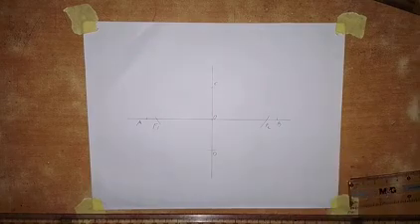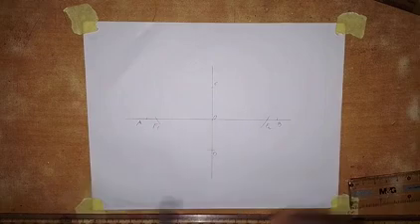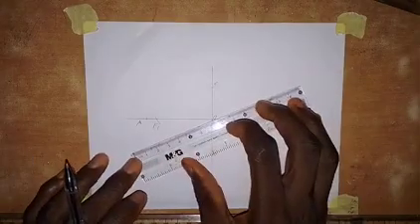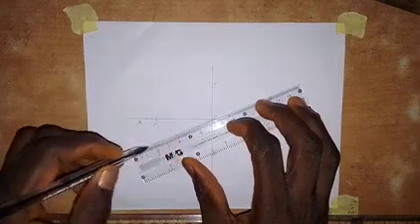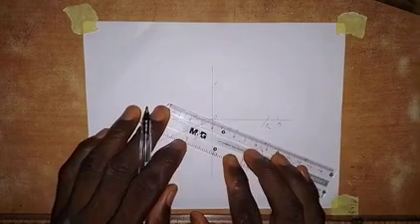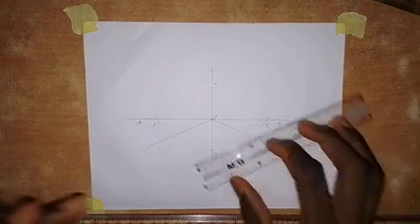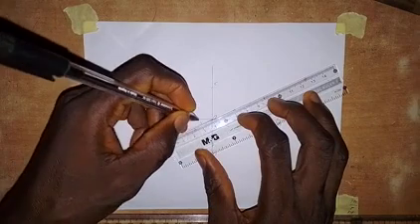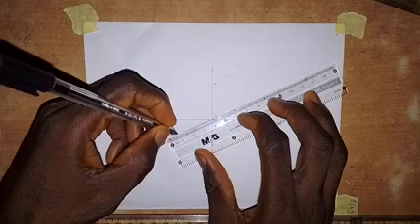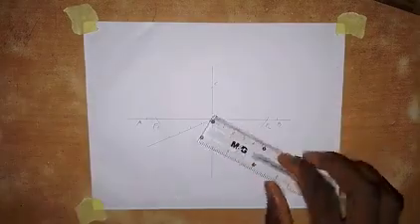Alright, the next thing is to divide OF1 and OF2 into a number of equal parts. Just take your ruler, draw a line in this direction, and do the same thing here. I want to divide into 4 equal parts, so I'll take 10 millimeters. This is 1, 2, 3, and 4. Then do the same thing on this side.